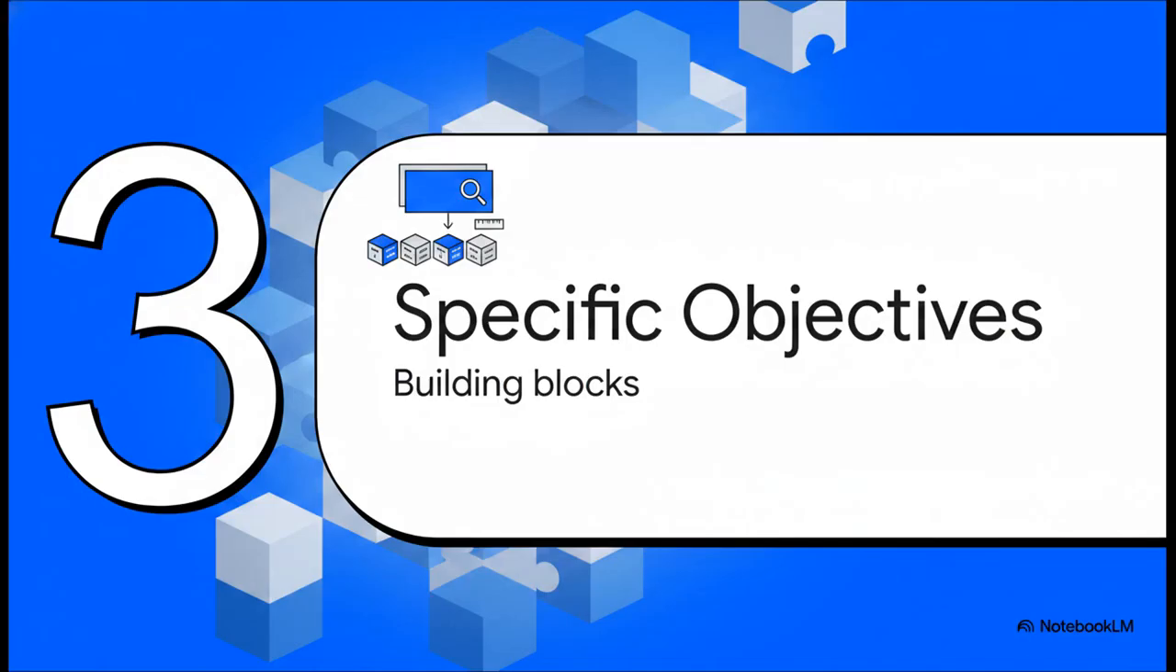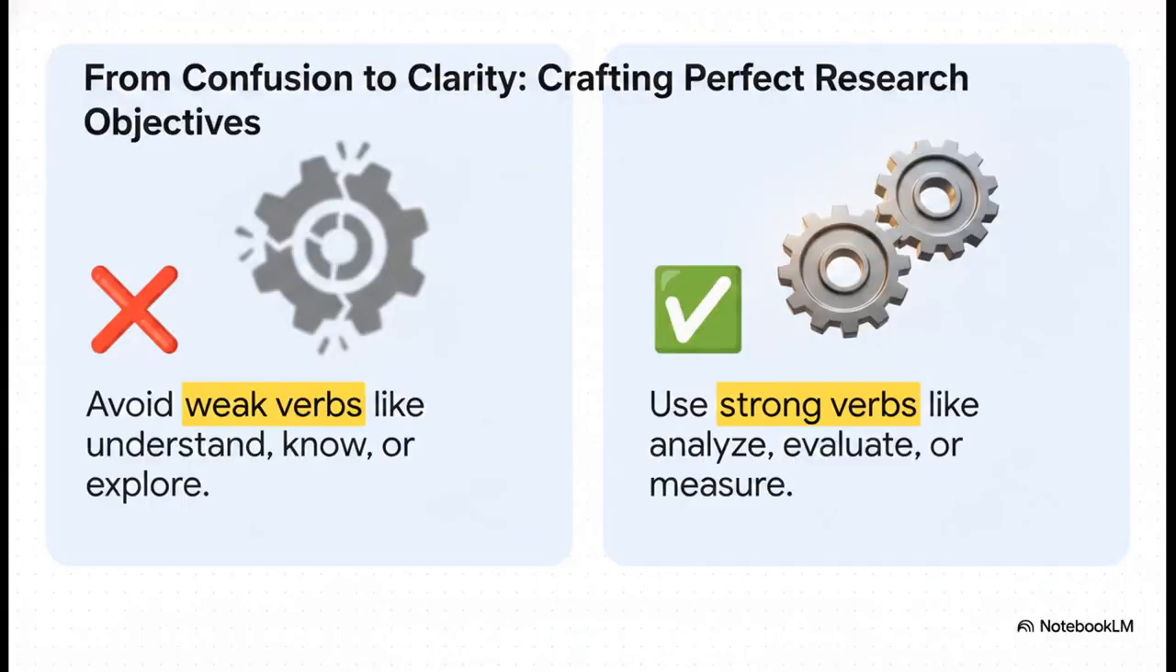Okay, part 3, specific objectives. This is where we break that big goal down into manageable building blocks. Having a general objective is great, for sure, but we must break it down into smaller, measurable pieces. And this brings us to the verb battle, which is honestly where most people trip up. Notice the left side here, weak verbs like understand, know, or explore. Alex initially used the word understand, which is a massive trap. Why? Because you cannot physically observe or measure someone understanding.